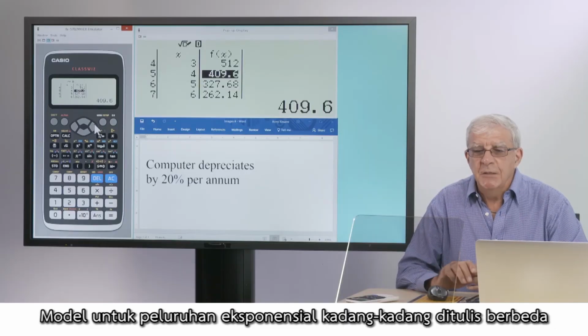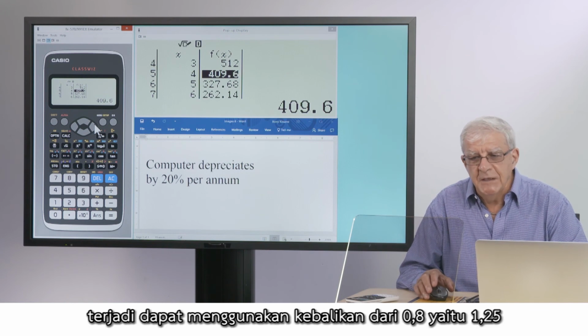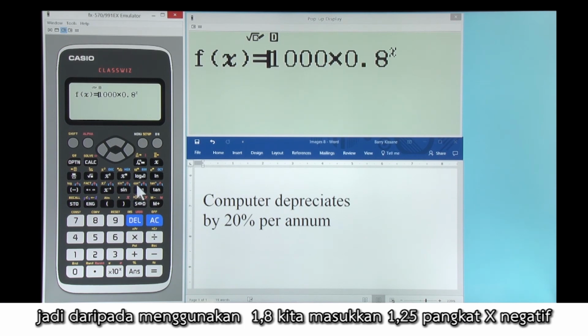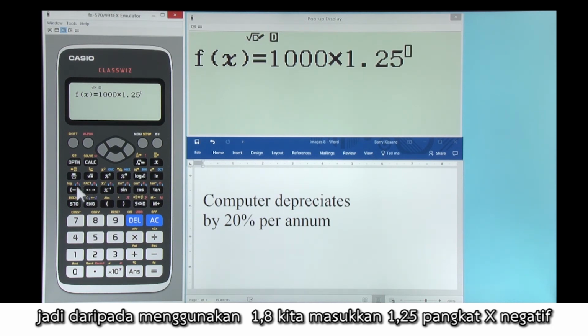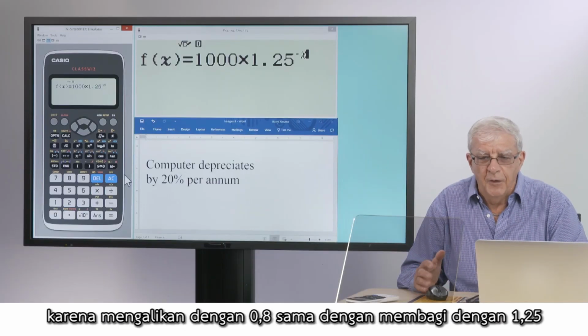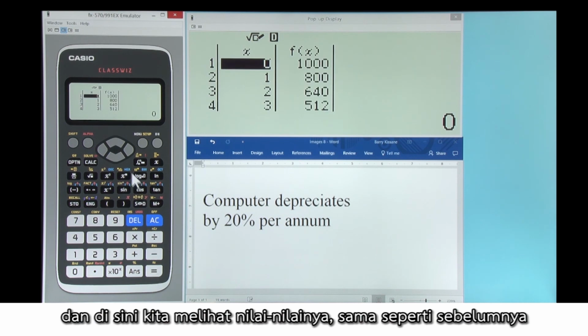Models for exponential decay are sometimes written differently with a negative exponent to make it clear that decay is involved. In this case, the reciprocal of 0.8 is 1.25, so a suitable model might be written with a negative exponent like this. So instead of 0.8, we have 1.25 to the power negative x, because multiplying by 0.8 is the same as dividing by 1.25. And here we see, if we look at the values, they are in fact the same as they were previously.